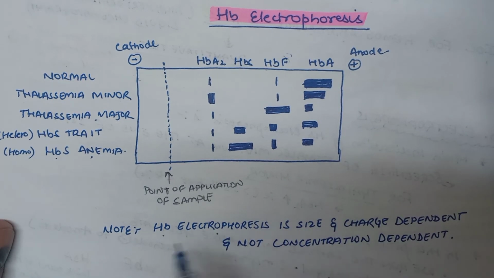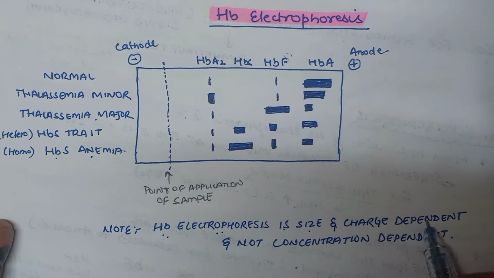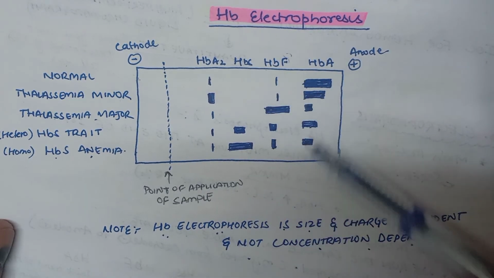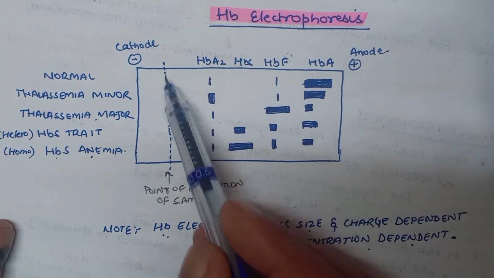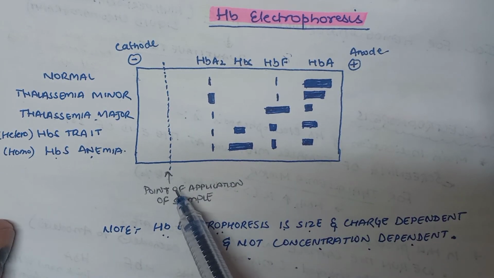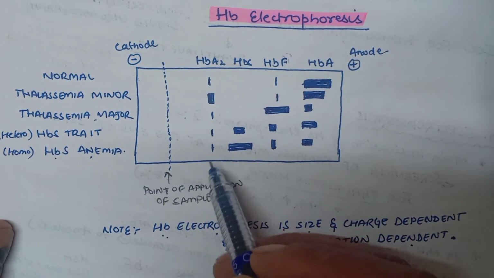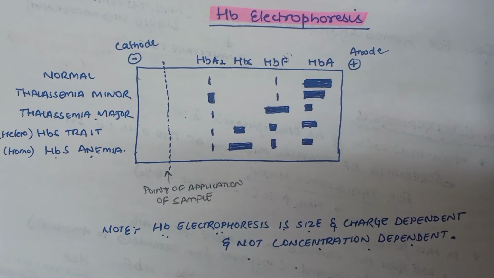Note that hemoglobin electrophoresis is size and charge dependent and not concentration dependent. So remember this point. The negatively charged particle will move close to the anode, away from the point of application of sample, whereas the neutral particle will be close to the origin. So this is all about thalassemia. You have to revise it again and again to understand the concept.